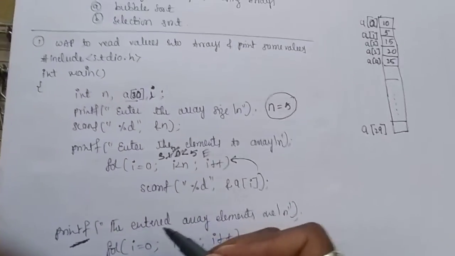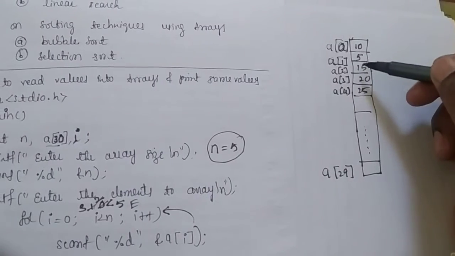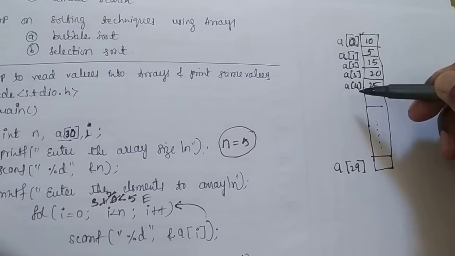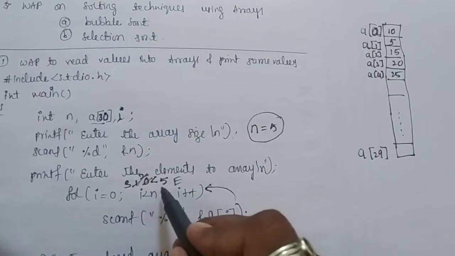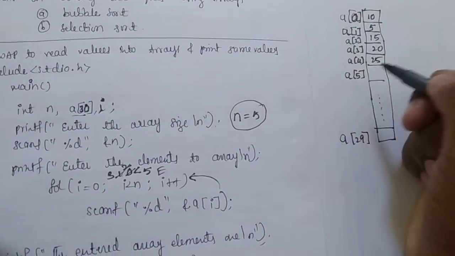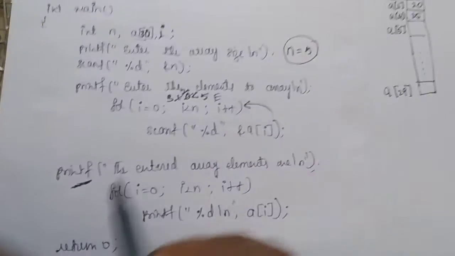Okay now, here you can observe that you are having 5 elements, 1, 2, 3, 4, 5, in the locations of a of 0, 1, 2, 3, 4. Because the condition is less than 5, that's why a of 5th location is not filled with any value. Okay now. Next, control jumps to printf statements.